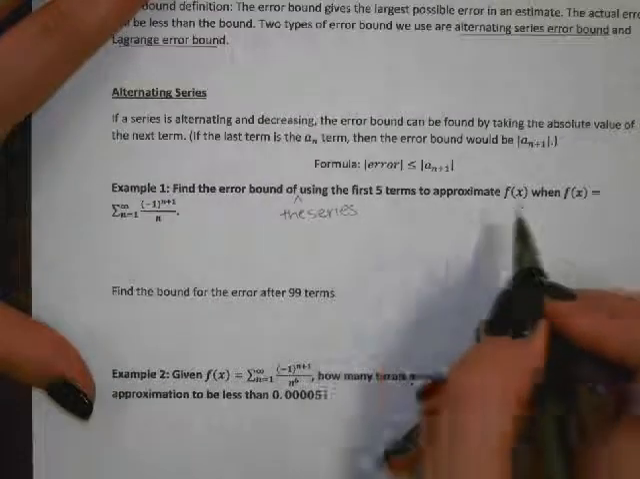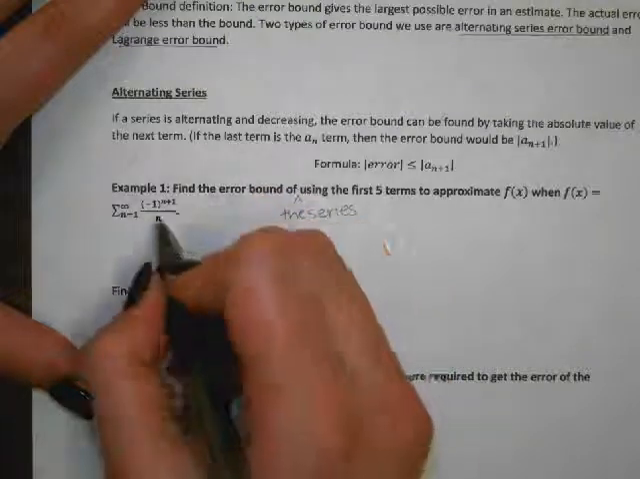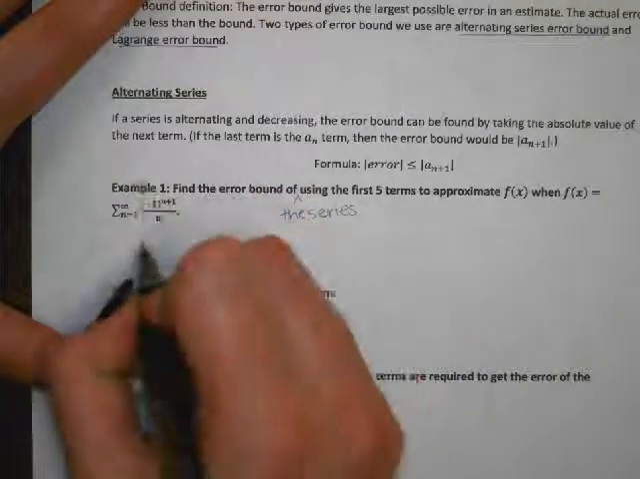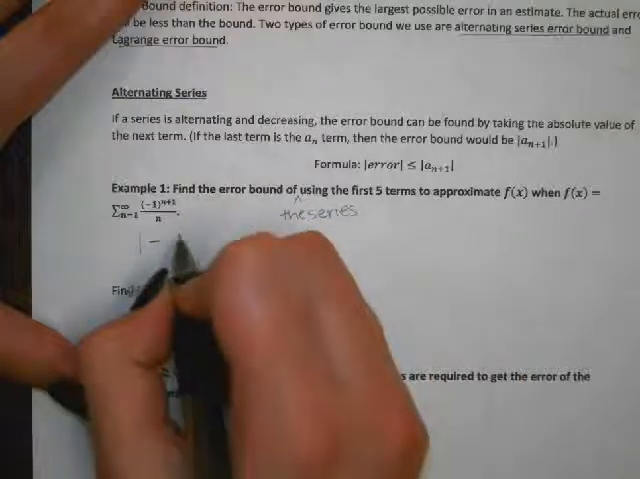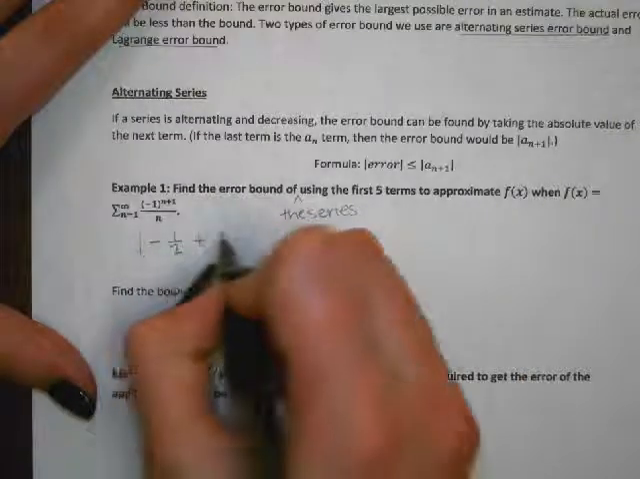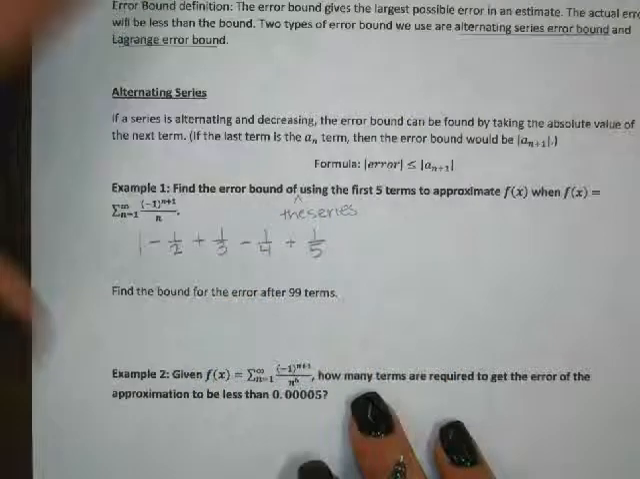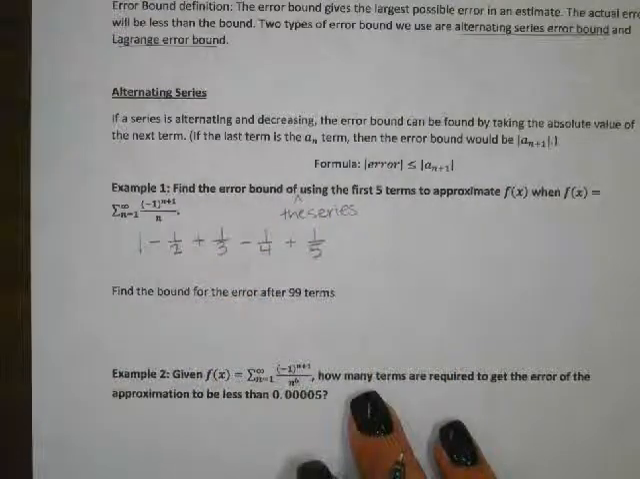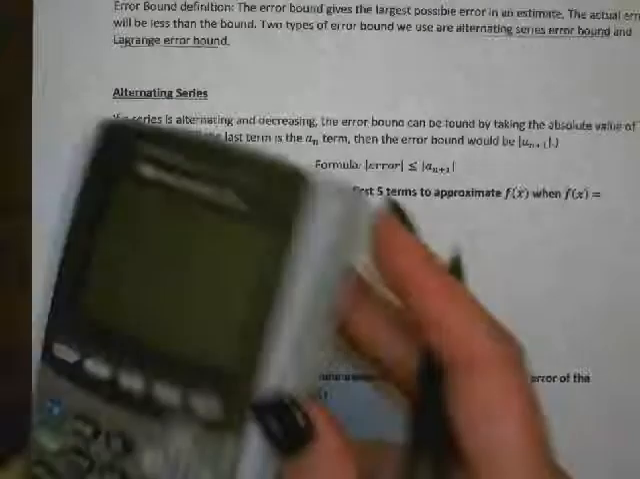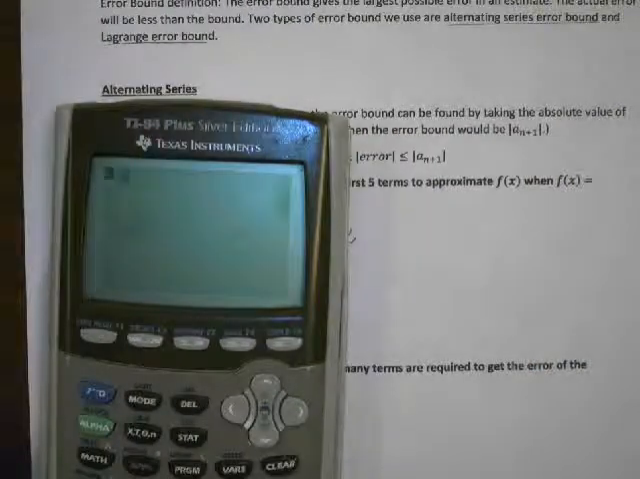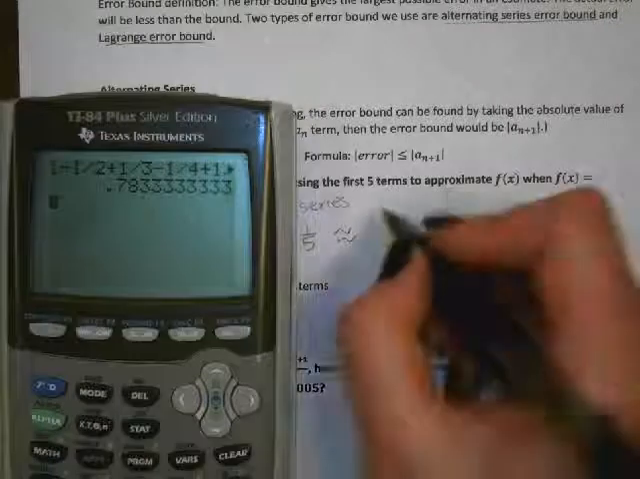If we're using the first 5 terms to approximate f of x, then the first term would be plugging in 1. So if I plug in 1, I get positive 1 over 1, which is 1. To get the second term, that'd be 1/2. Plug in 3 to get the third term, plug in 4 to get the fourth term, plug in 5 to get the 5th term. And so I would say that my approximation for f of x is about 1 minus 1/2 plus 1/3 minus 1/4 plus 1/5, which is 0.783.